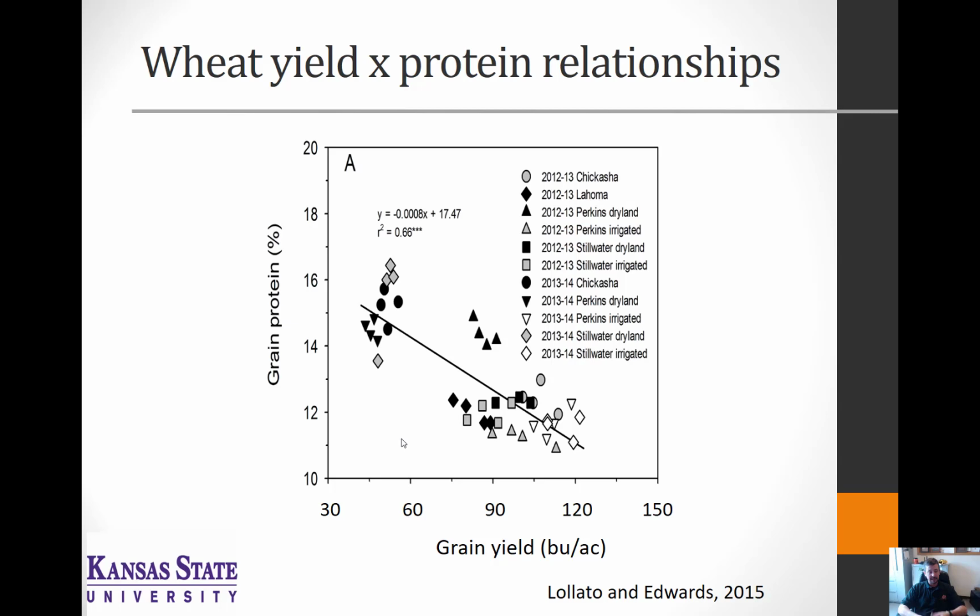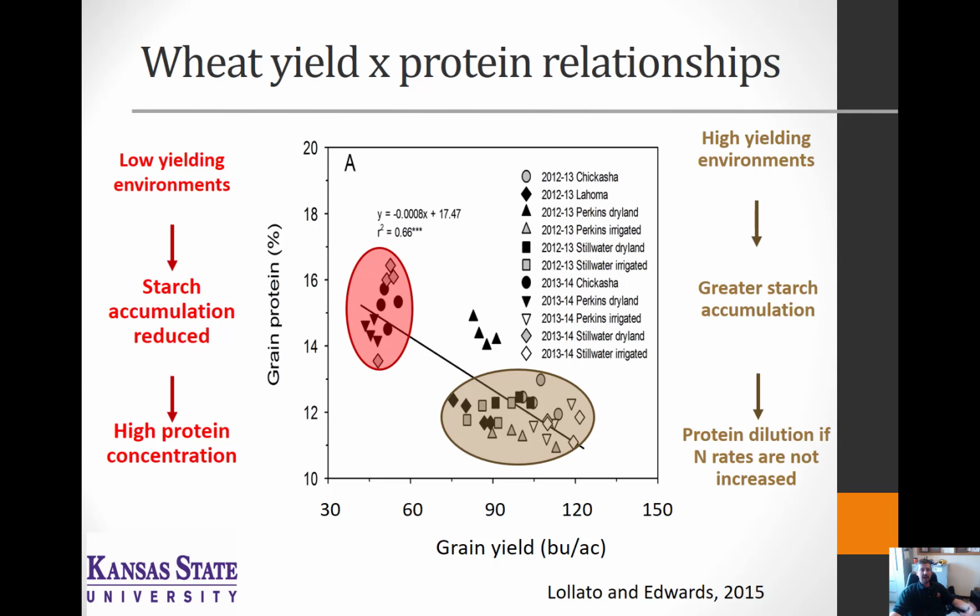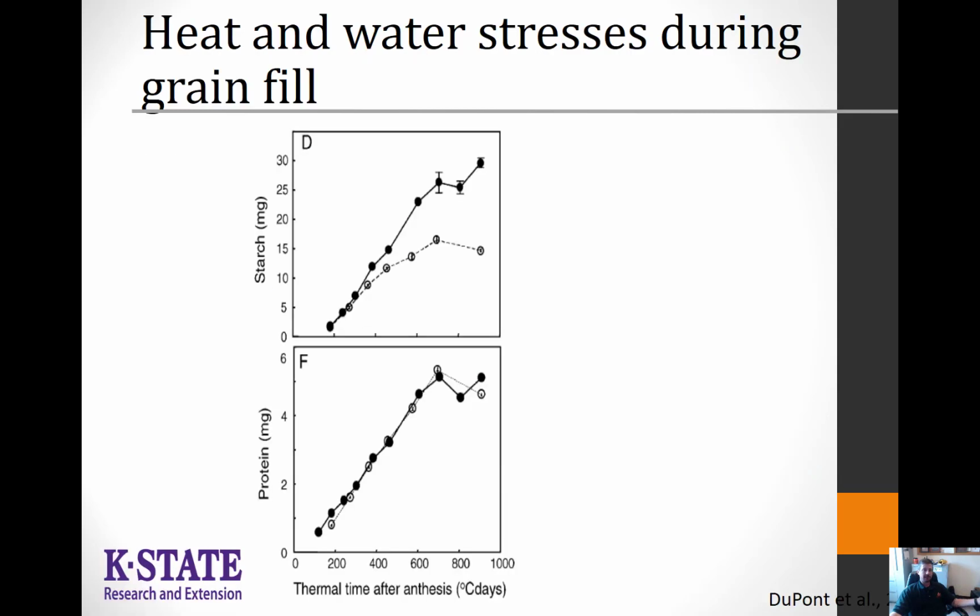Partially, to get that kind of yield out of our wheat, we have to pack a lot of starch, and those test weights are really high. So we look at low yielding environments: starch accumulation reduced, high protein concentration. High yielding environments: greater starch accumulation. Protein is diluted. You're going to hear this a lot, protein is diluted if N rates are not increased. So what does this mean as we start looking at it? This has come from some DuPont et al. papers, and I again got this out of K-State, that's why we have the KSU logo down there.